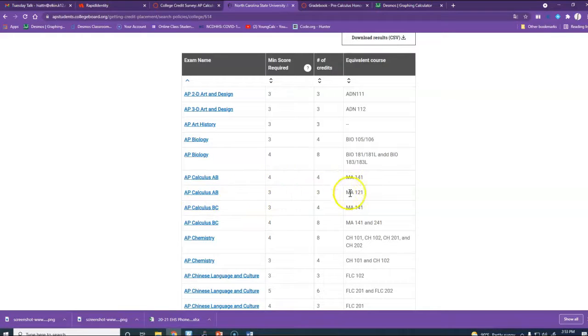If you get a 3, you can get credit for 121, which is like business calculus. So some majors may only require you to have that business calculus. So a 3 will get you credit for that, but if you're going into like a science or engineering or math, then I think you have to take that 141. I picked State specifically because I know that one is a little bit confusing. Most of them look different than that.